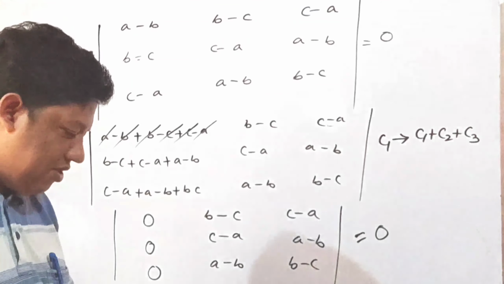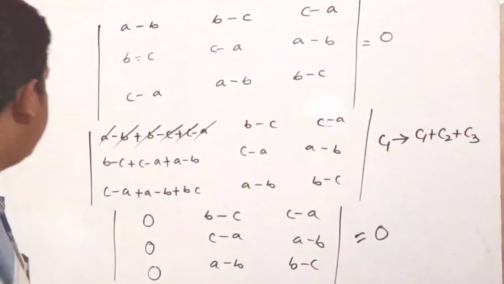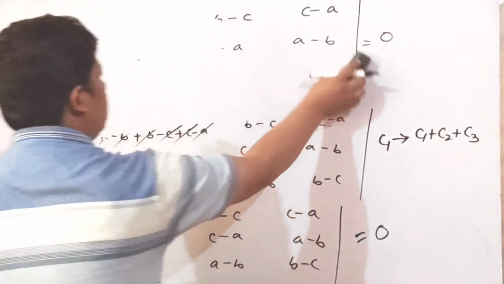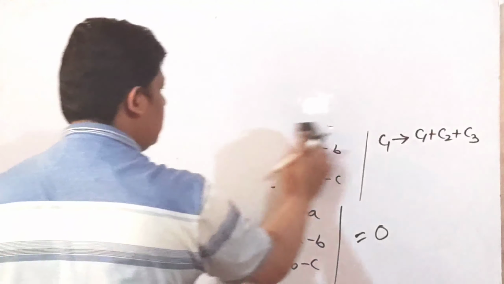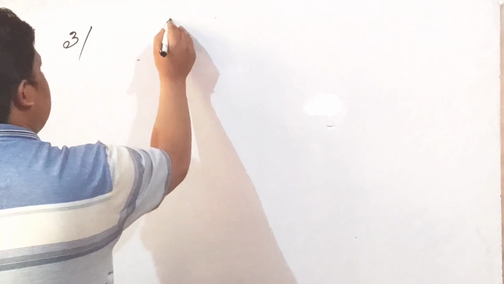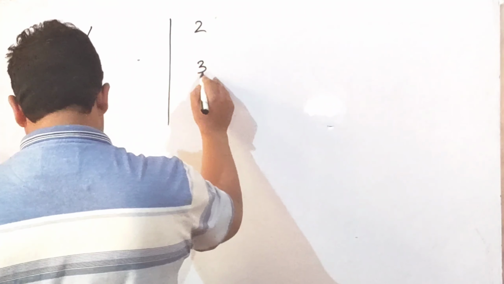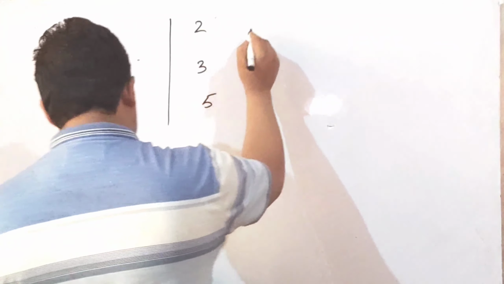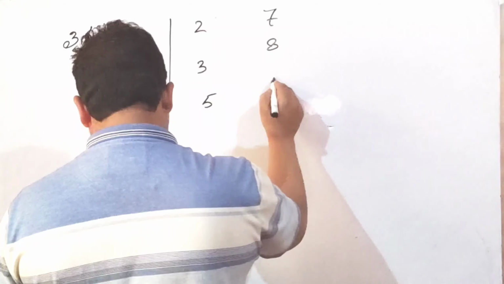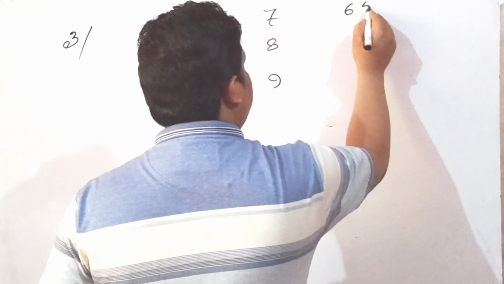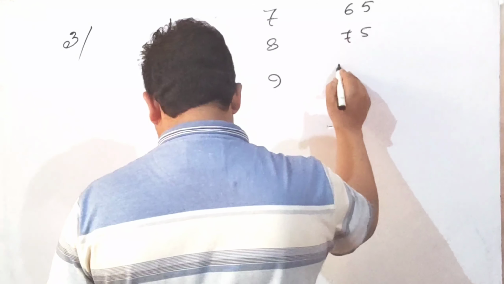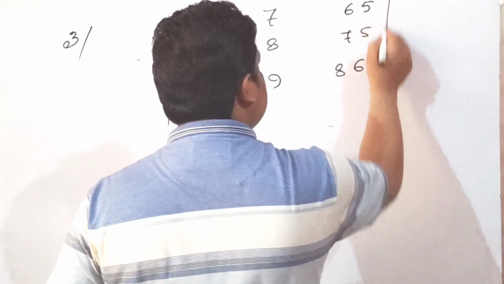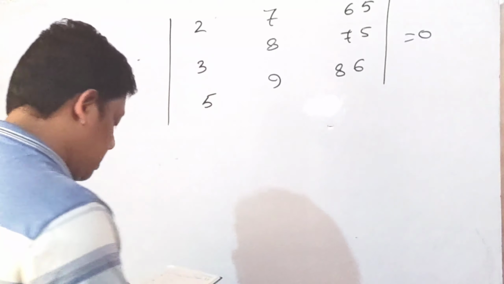Next, question number 3. It is given: you have to prove that the determinant with rows 2, 3, 5; 7, 8, 9; 65, 75, 86 equals 0. You have to prove this one.